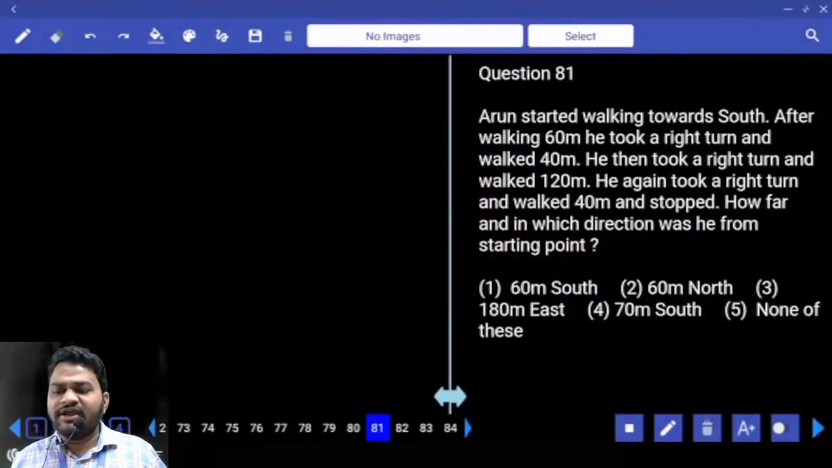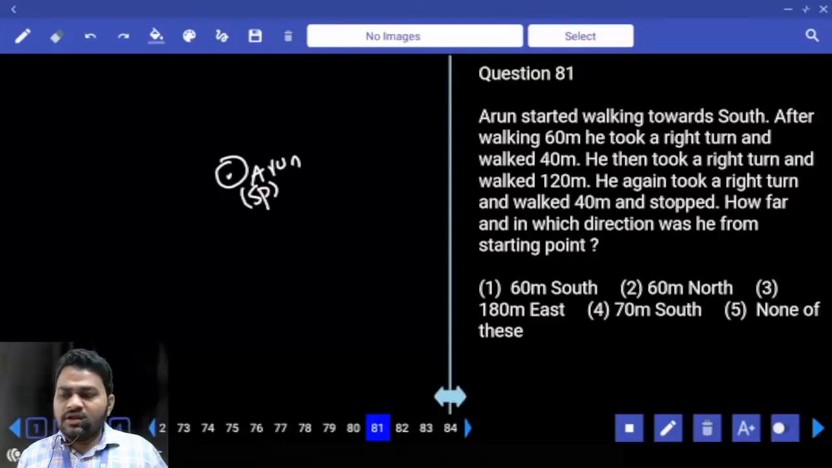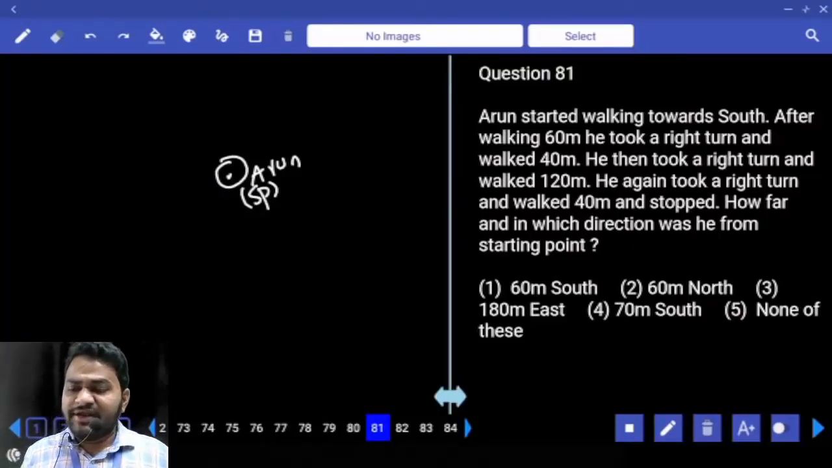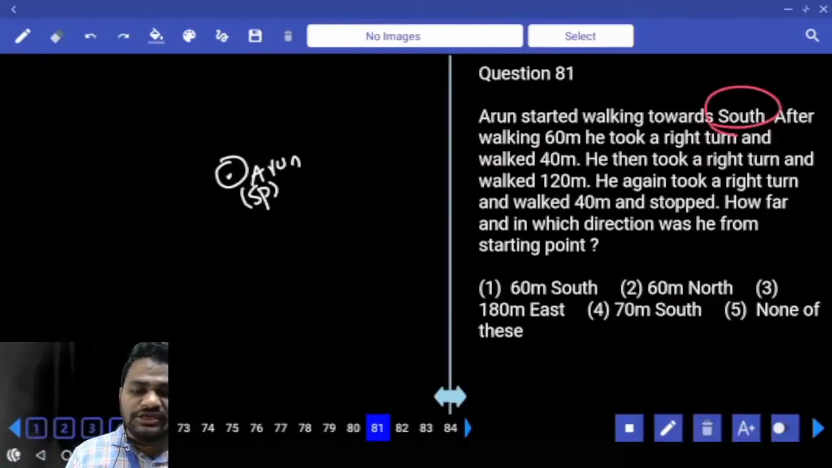Arun started walking towards the south. For example, here we have a person named Arun. Yes, Arun is going to start walking from here. That will be the starting point for Arun. After walking for 60 meters, which direction? He started already walking towards south here.